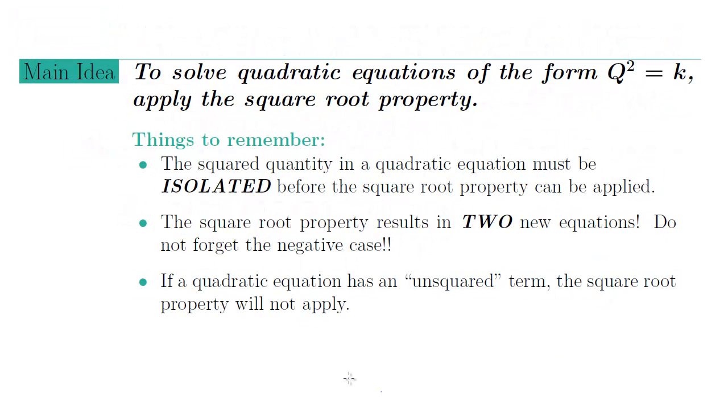To recap, in this topic, we are looking at how to solve quadratic equations of the form q squared equals k by using the square root property. There are several things to remember. First, the squared quantity in a quadratic equation must be isolated before the square root property can be applied. Our equations must be of the form quantity squared equals some positive number. Second, the square root property results in two new equations. Do not forget the negative case. When we solve these, we get two answers, a positive square root and a negative square root. Third, if a quadratic equation has an unsquared term or a middle term, the square root property will not apply.